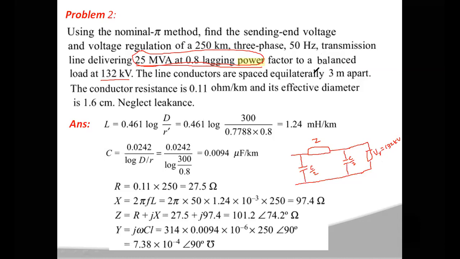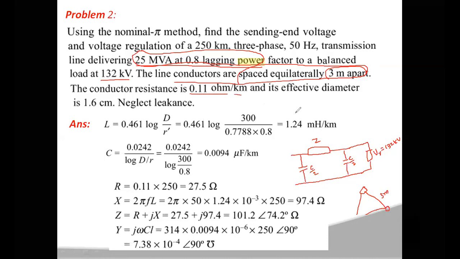It is a balanced system and the line conductors are spaced equilaterally 3 meters apart. As it is a 3-phase transmission line, it will have 3 line conductors, spaced equilaterally 3 meters apart. That means you have three phase conductors, and between any 2 conductors the distance is 3 meters. The conductor resistance is given as 0.11 ohms per kilometer.